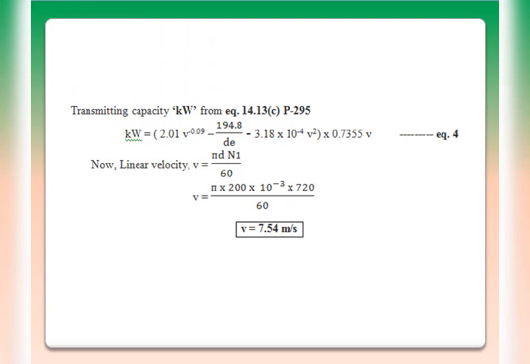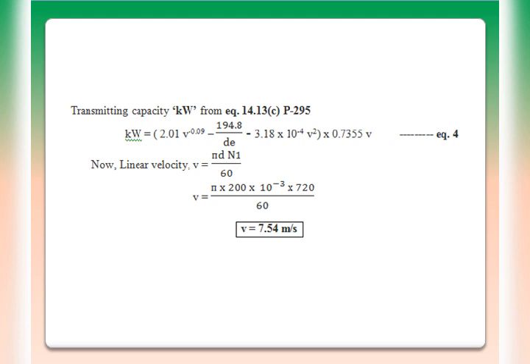Soon after getting all the correction factors, now we have to find the transmitting capacity in kilowatt. That is by referring to equation 14.1c, page number 295. Transmitting capacity in kilowatt is equal to 2.01 into V raised to minus 0.09 minus 194.8 divided by dE minus 3.18 into 10 to the minus 4 V square, into 0.7355 V. Now we'll call that equation number 4, since velocity is unknown and effective diameter is unknown. Those two unknowns we are supposed to find.